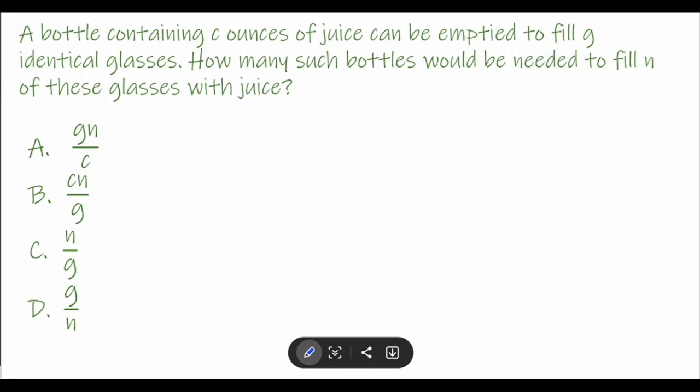So let us solve this word problem. It's just a basic arithmetic word problem, but it doesn't involve any numbers. I mean, any values. It doesn't contain any values, but it's just representing general variables C, G, and N, which makes it difficult. So let me teach you how to analyze and solve this.